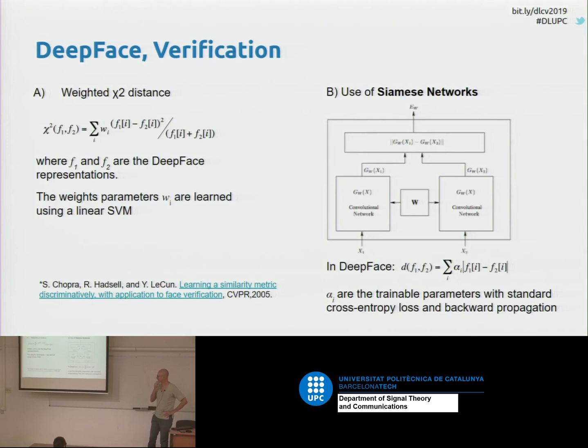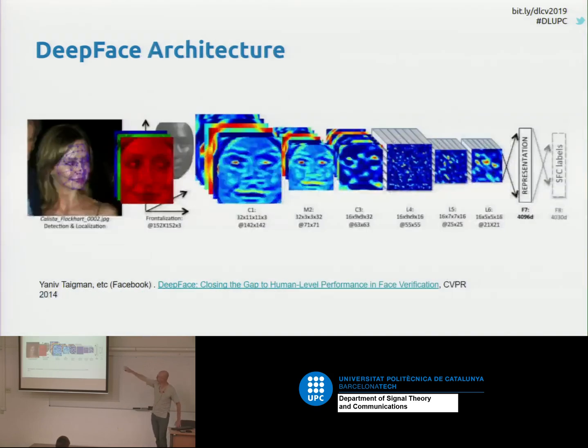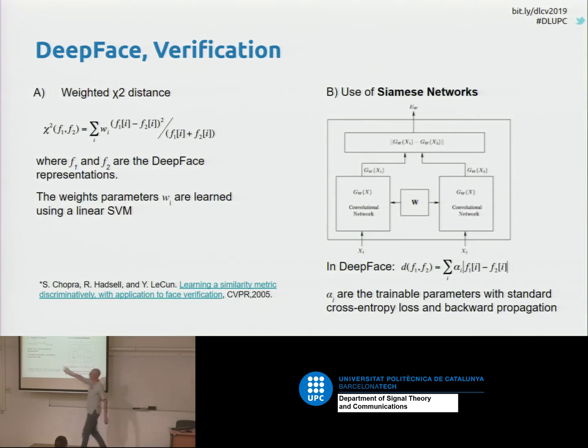In this work, they use a convolutional neural network for feature extraction, and then for verification, they tried two different approaches. The first one was to use a weighted chi-square distance between features. In verification, you try to decide if two images come from the same person or not, so it's a binary response. The idea was to extract the feature vectors for both images and then compare them using some kind of distance, in this case the chi-square distance, a weighted chi-square distance where these weights were learned by a linear SVM. The other approach was to use a Siamese network.